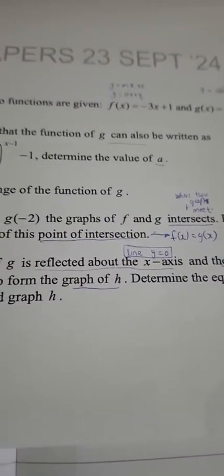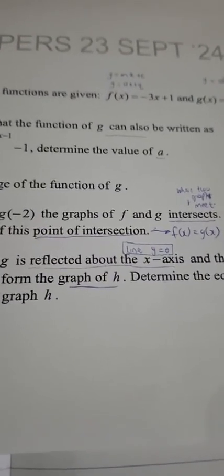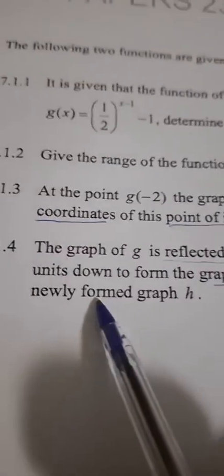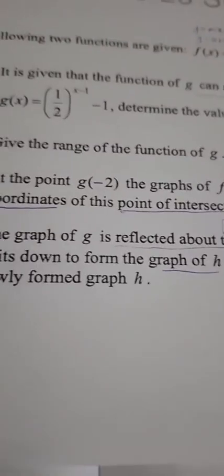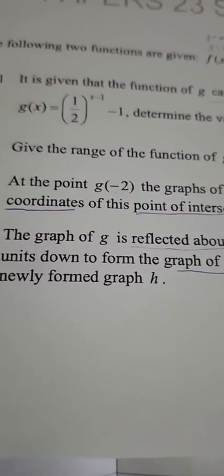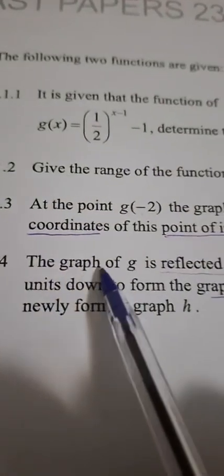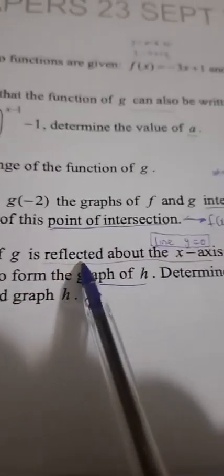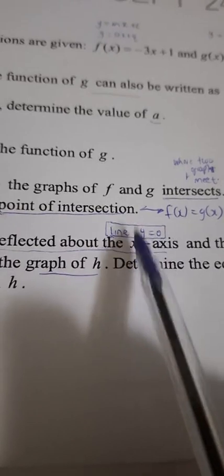I hope you are seeing this. All right. So they are saying determine the equation of the newly formed graph. So I repeat, the graph of g is reflected about the x-axis, or in other words, the line y is equal to 0. Please, guys, understand these interchangeably.